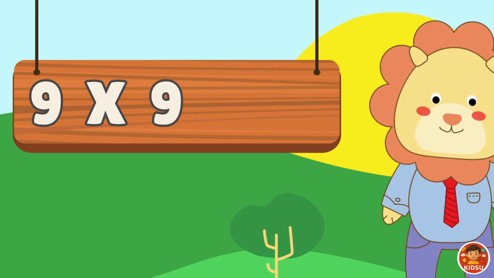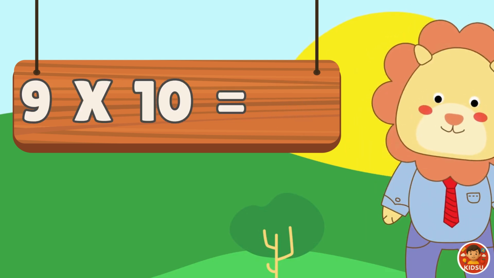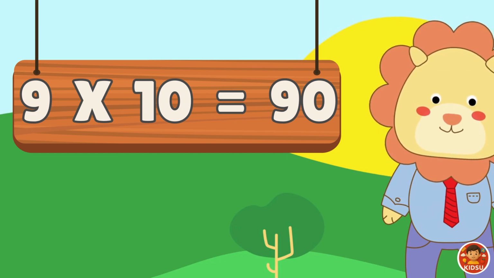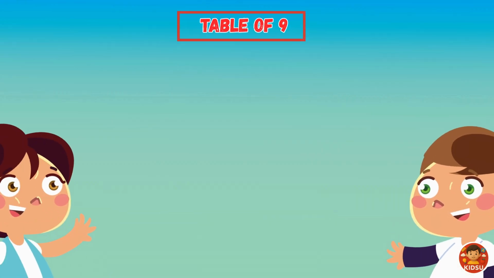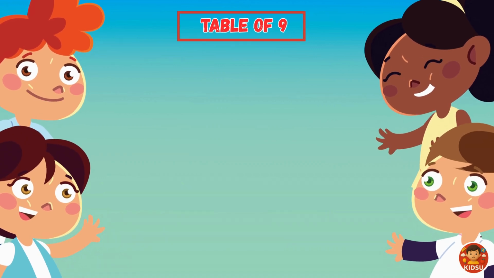9 nines are 81. 9 tens are 90. Great job, kids! Now speak all together at once.